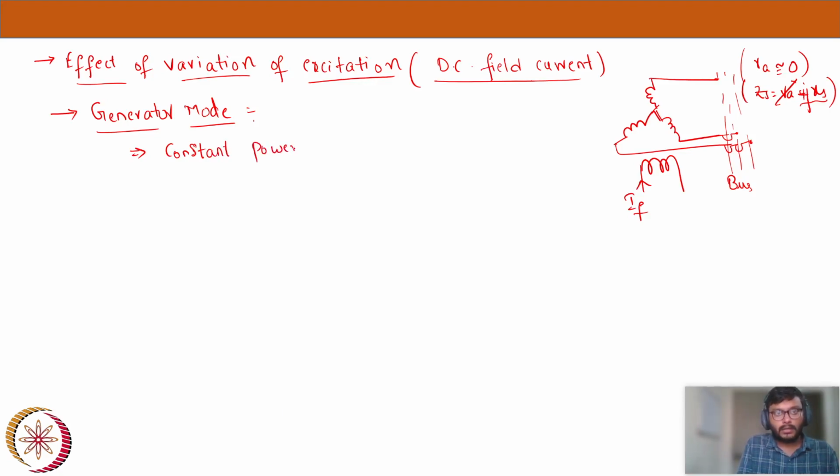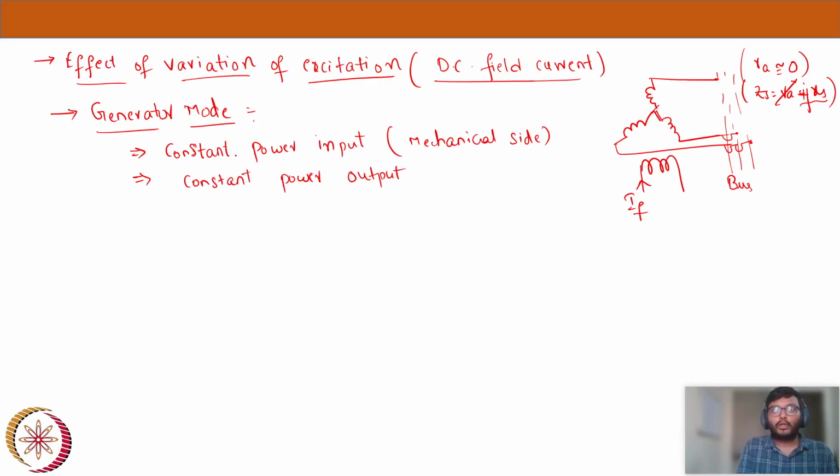Constant power input, that means from the mechanical side, would result in a constant power output. So we have to talk in terms of real power, that is useful power: constant real power input and constant real power output. Now, if we see the per phase equivalent circuit for this machine, it's very simple.